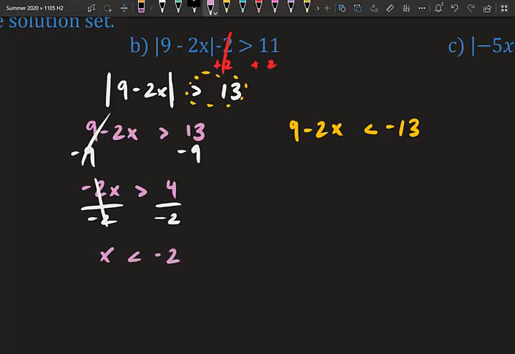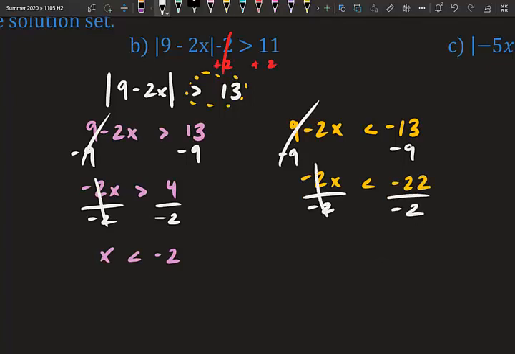Same thing to the orange side, we're going to subtract 9 from both sides. And when we do, we get -2x is less than -22. Divide by -2. So we get x is greater than 11 because we changed the sign.